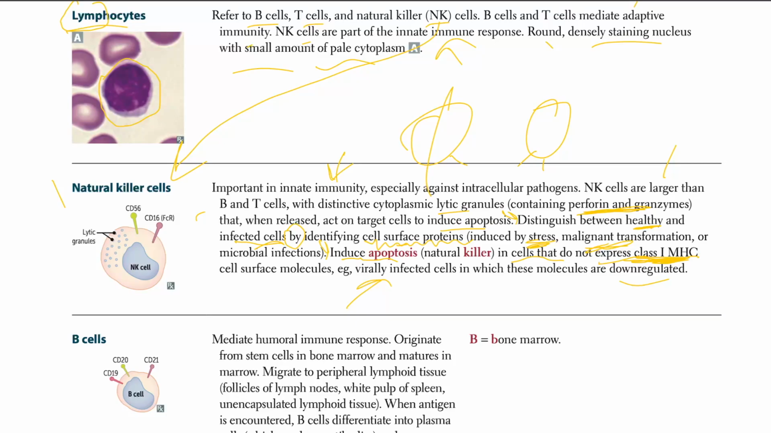But you got the point here, right? And what are the surface markers of these NK cells? We have CD56, CD16, and that's all. And we have the little granules inside and the nucleus. This is all NK cells.